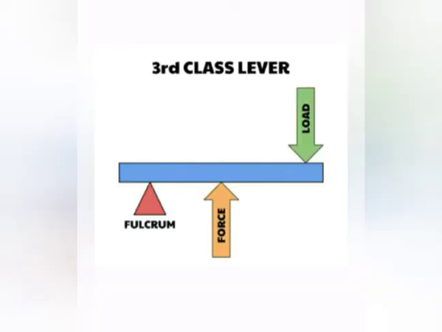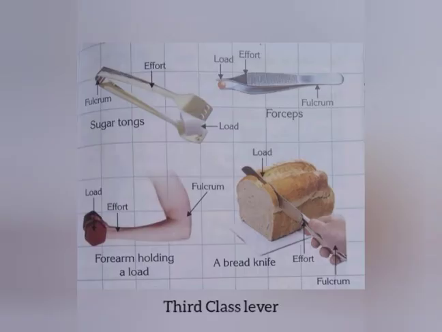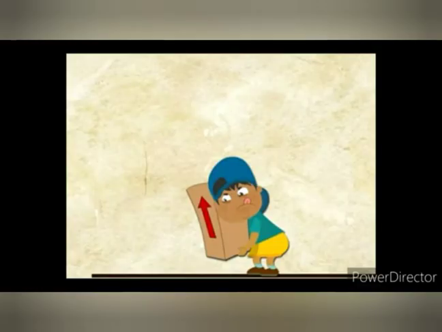Third class lever. In a third class lever, the effort is between the load and the fulcrum. Examples of third class levers: sugar tongs, forceps, forearm holding a load and a bread knife.